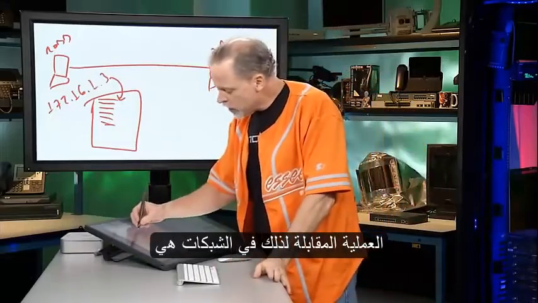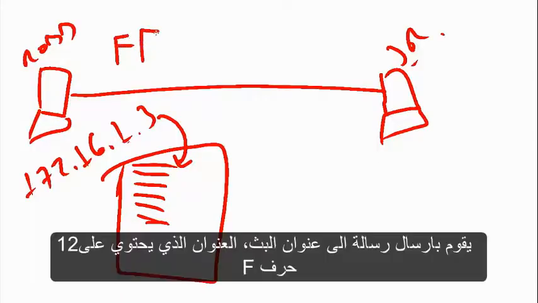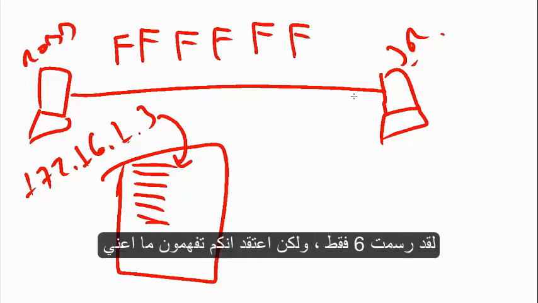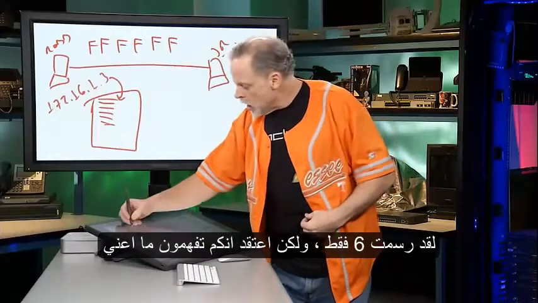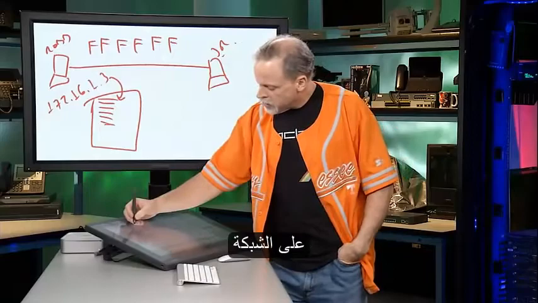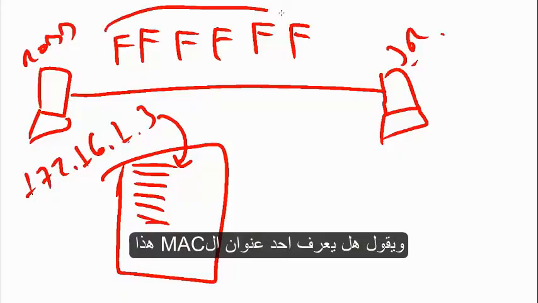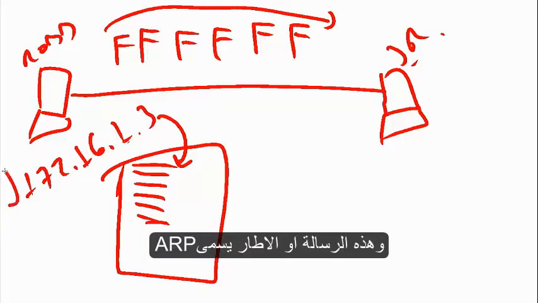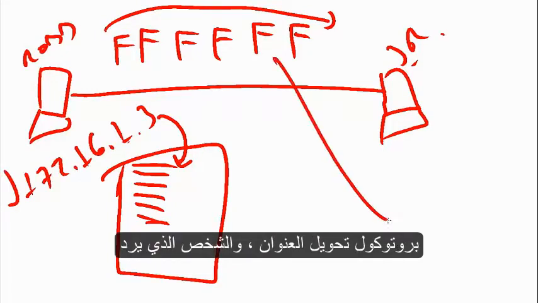So the equivalent of that is he sends out a full broadcast message, which basically contains 12 Fs in it. I just drew 6, but you get the idea. So he's going to send out all these Fs on the network, and it's going to basically say, does anybody know what the MAC address of this address is? And this frame is called an ARP frame, Address Resolution Protocol.